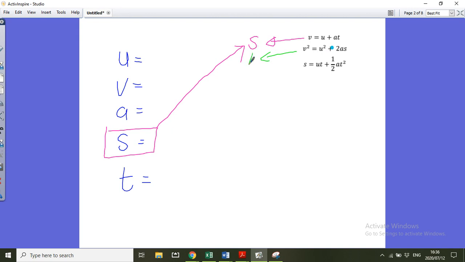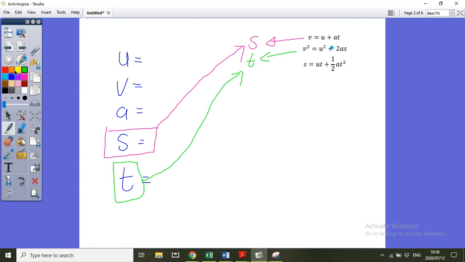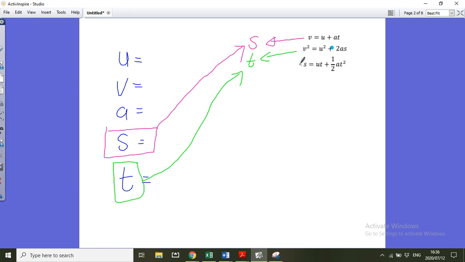So if the question doesn't give you a time and doesn't ask you for a time, then this one is not needed, then it's going to lead you to that equation. And then the last one, this equation here, doesn't have a V in it. So if the question doesn't give you the final velocity and also doesn't ask you for the final velocity, then you're going to pick that equation.